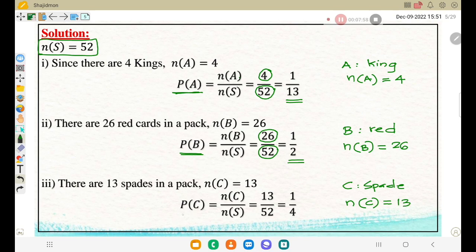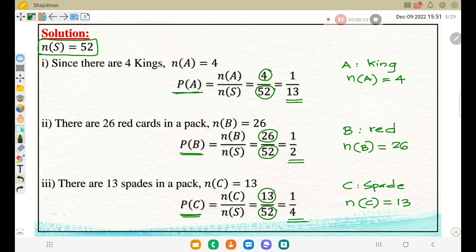So what is the probability of C? Probability of C equals number of elements of C divided by number of elements of S, correct? So how many spade cards? 13. How many outcomes in total in the sample space? 52. So 13 divided by 52 equals 1 over 4, we are getting. Hope you understood this example, correct? This is a simple example for understanding the meaning of probability.